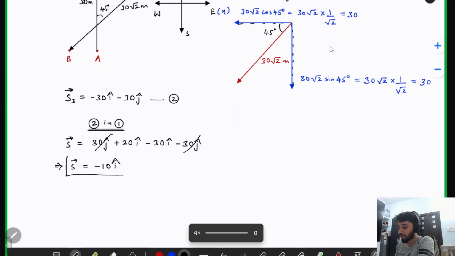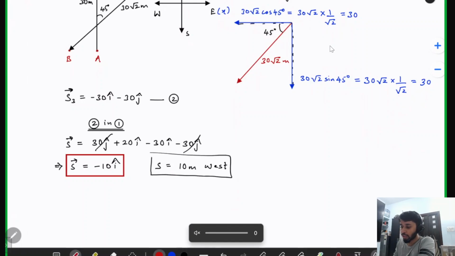So we got displacement vector as minus 10 i cap. Minus 10 i cap means the overall displacement will be 10 meter, and minus i cap is along the west direction. 10 meter west. So from the initial position it will end up at a point which is 10 meter to the west, like this. This is how the final displacement vector will look.